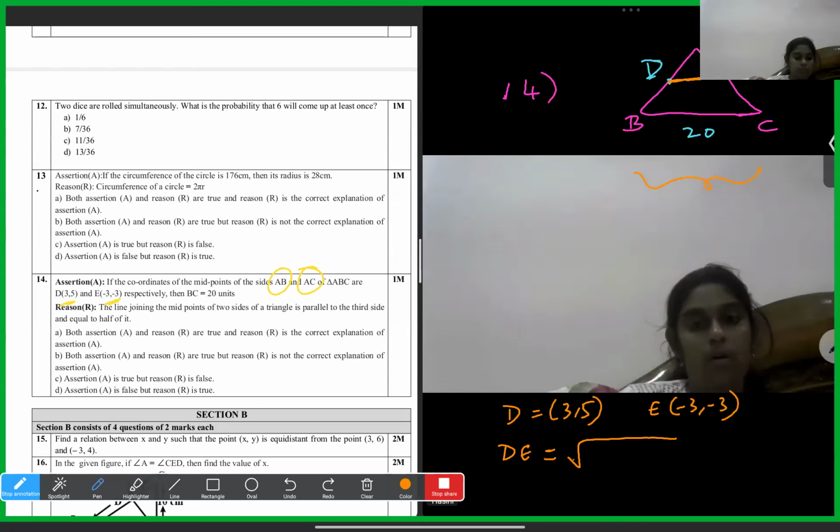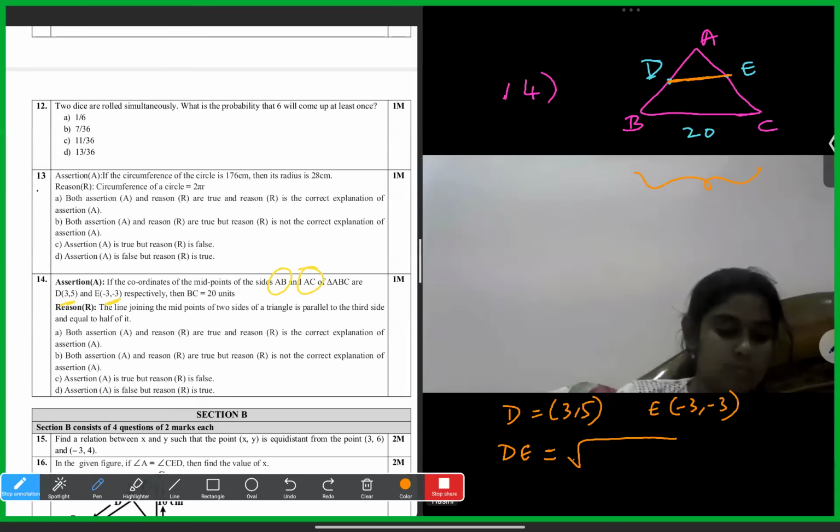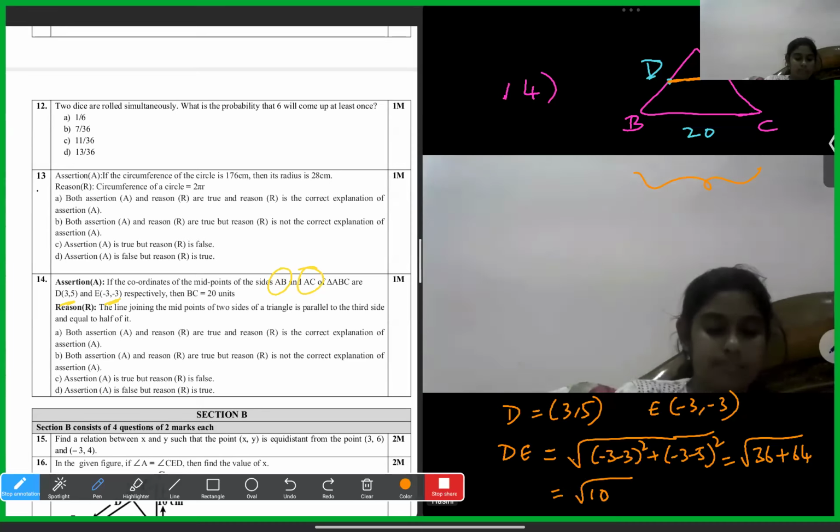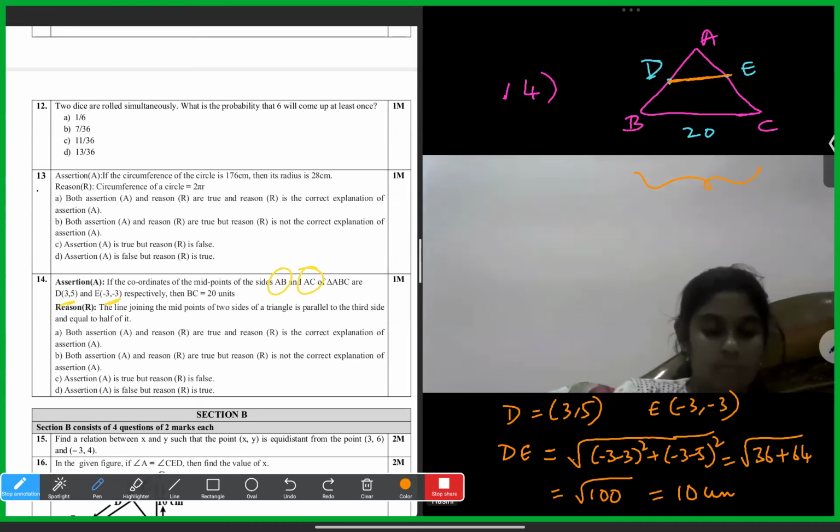So we are finding it using the distance formula: (x2 minus x1) whole square, (-3 minus 3) whole square, plus (-3 minus 5) whole square. So it is (-6) whole square, 36, and (-8) whole square, 64. Root 100 we are getting, it is 10 units. So clearly DE, as per the midpoint theorem, is half of BC.